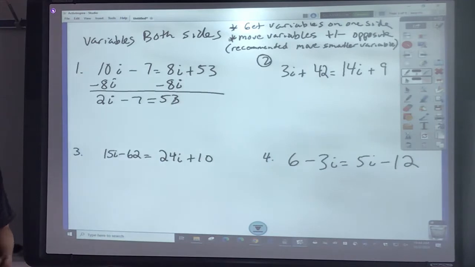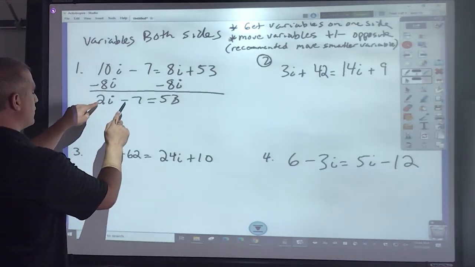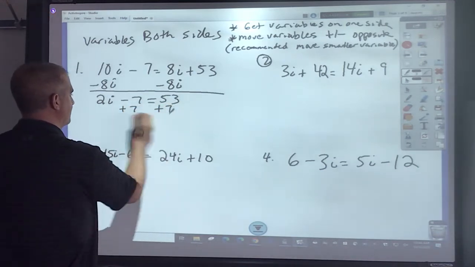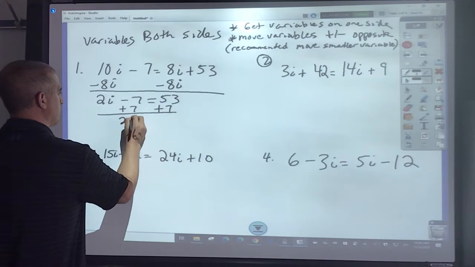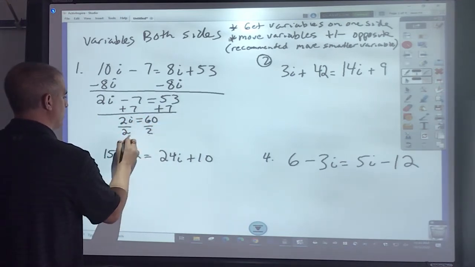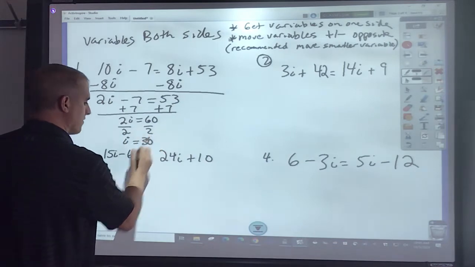Now we're off to solving just like we did in multi-step. I got to move the 2, or I got to move the minus 7. I will choose to move the minus 7. So I got 2i equals 60. Then I would divide both sides by 2. I got i equals 30 for an answer.